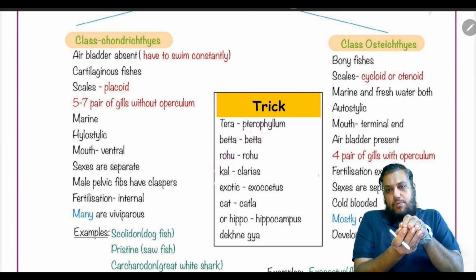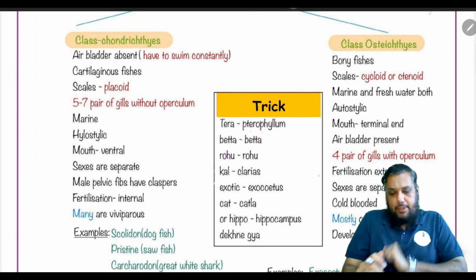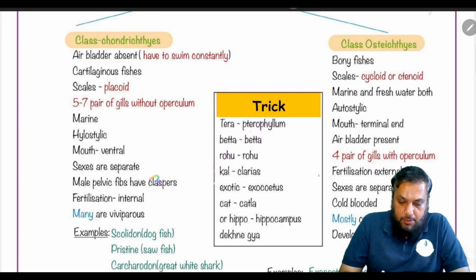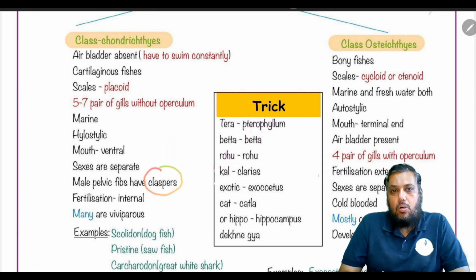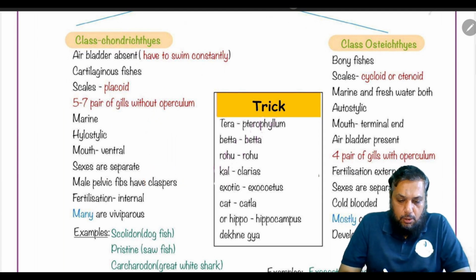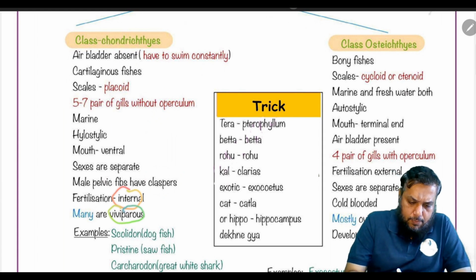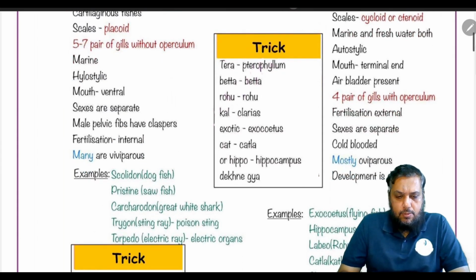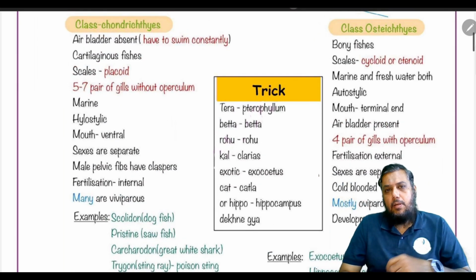Mouth is ventral. The mouth is on the ventral side. Sexes are separate. Males have pelvic fins and they have claspers. Claspers are the male reproductive organs. As a result, their fertilization is internal and mostly they are viviparous. They give birth to young ones. This feature is not to be studied here. So these are the common features of cartilaginous fish.